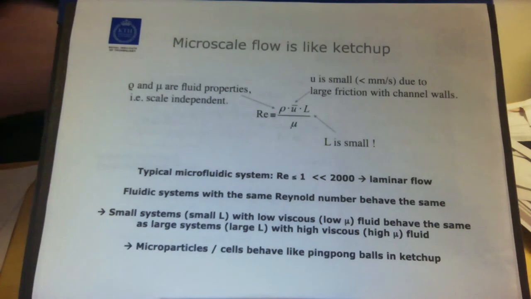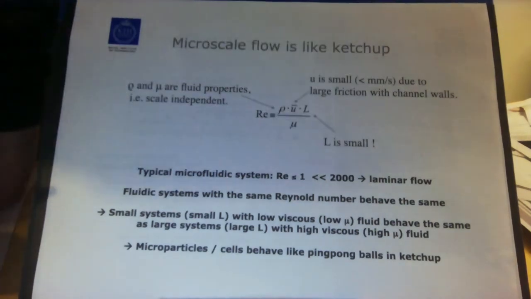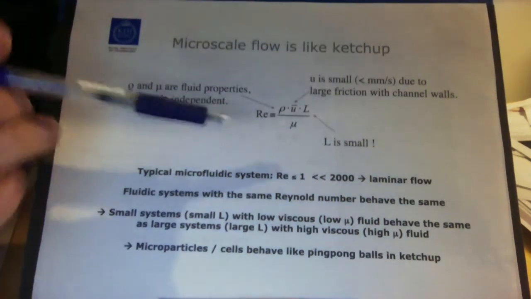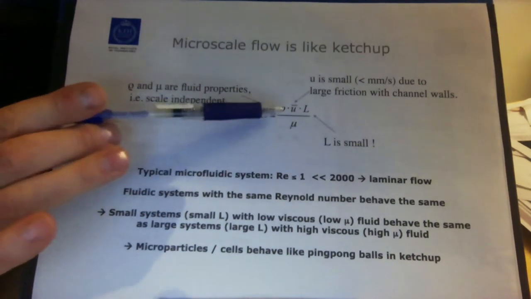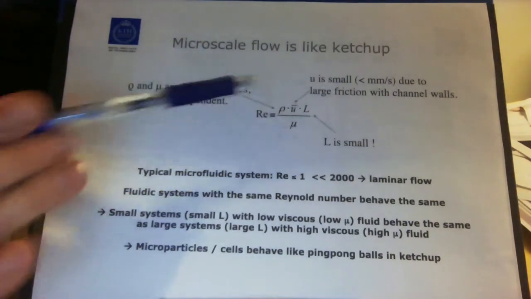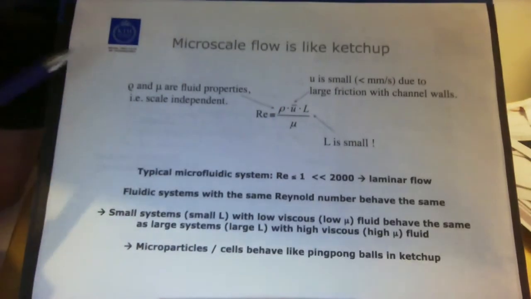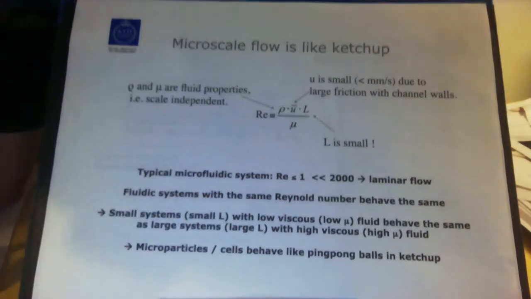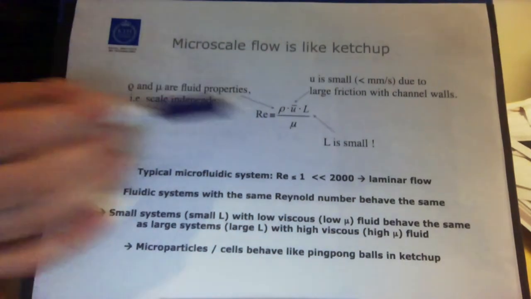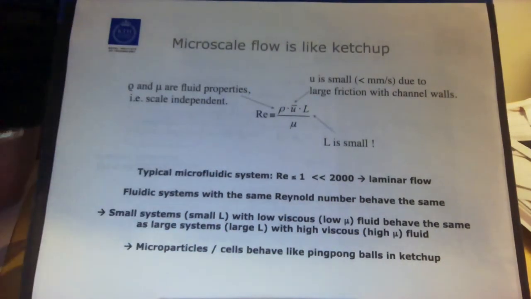What happens now on the microscale? Well, the Reynolds number is a density times velocity times distance divided by viscosity. The density of a fluid is independent of its size. I mean, it's basically how much it weighs per volume. If I take a little bit of water, it has the same density as a big bucket of water. The viscosity of a fluid is also its material property, like density, so it's also independent of the size. So the rho and the mu are independent of size.